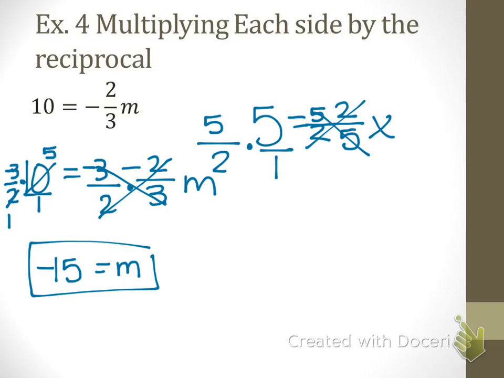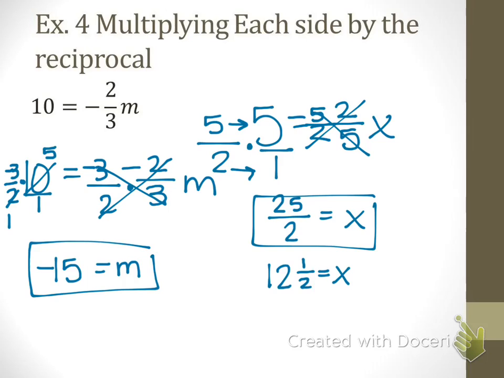Then is there anything I can cancel out? Nope. So I just multiply straight across. 5 times 5 is 25. 2 times 1 is 2. So I get 25 over 2 equals x. I could simplify that to make it a mixed number and get 12 1/2 if I wanted to. Or you could leave it just like it is. It doesn't matter to me. Either one would be fine. Okay?